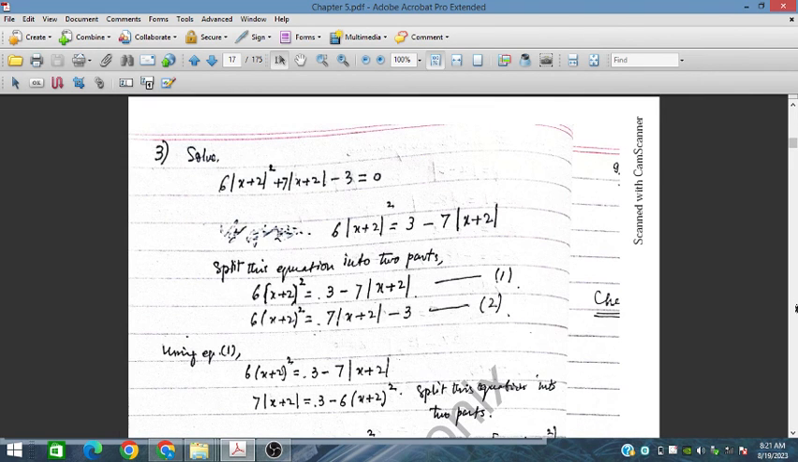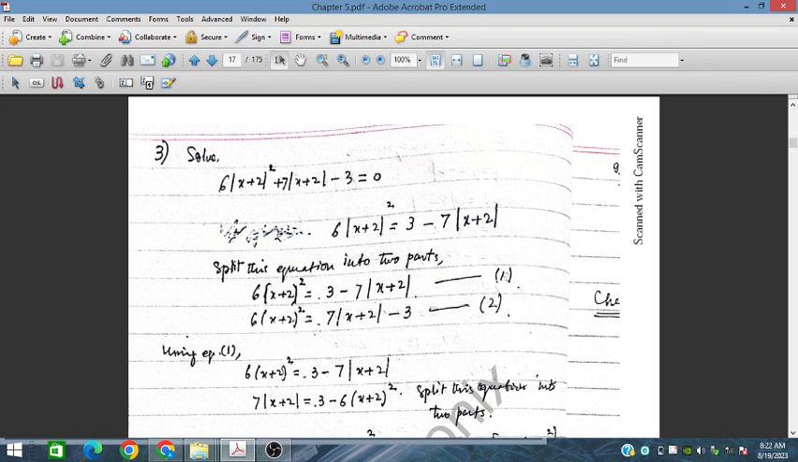Similarly, for question number 3, we have 6(x plus 2) square plus 7 modulus of (x plus 2) minus 3 is equal to 0. So we take the modulus term on one side and the rest of the two terms on the other side. So 6(x plus 2) square is equal to 3 minus 7 modulus of (x plus 2), one for the positive side, and one for the negative. With the negative sign, this becomes positive and this becomes negative. So we have obtained this.